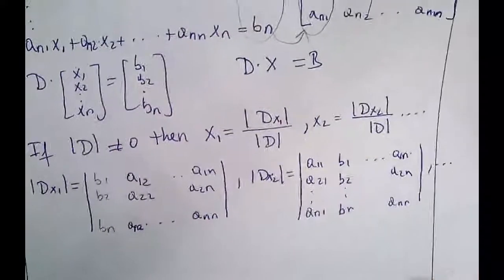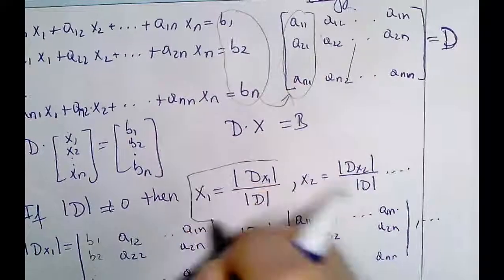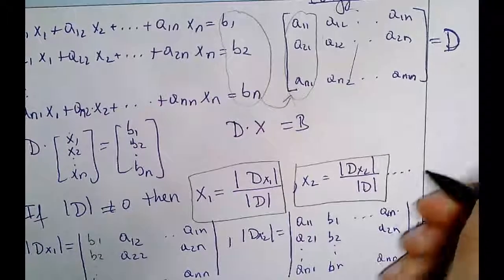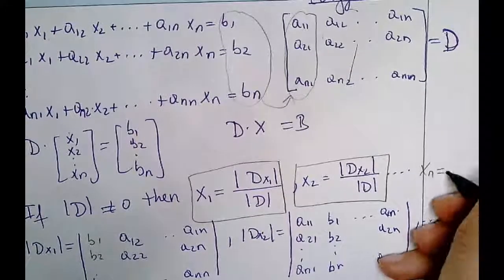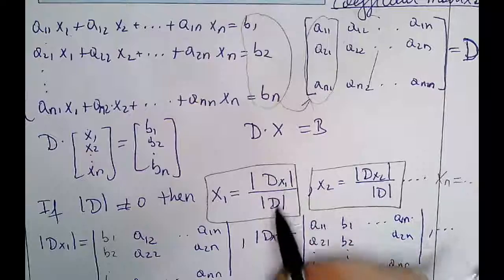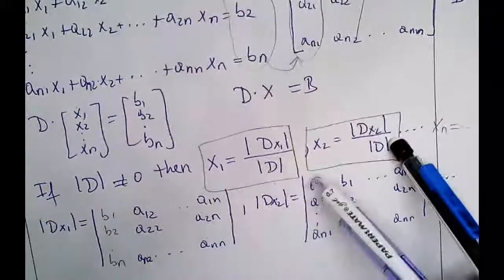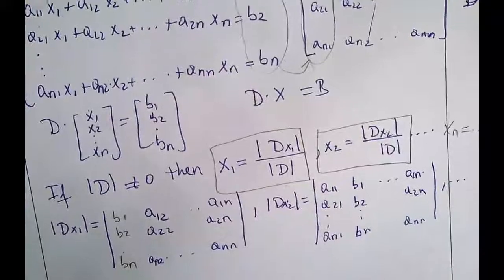Notice that solving the system, finding x1, x2, and xn, is going to come down to calculating determinants. That's why we're saying that we're solving systems of linear equations using determinants, because solving them comes down to calculating determinants, and we know how to calculate determinants now. So let's see an example.